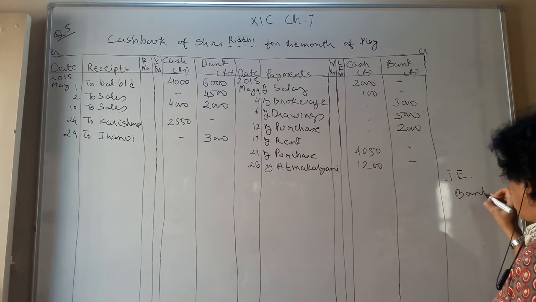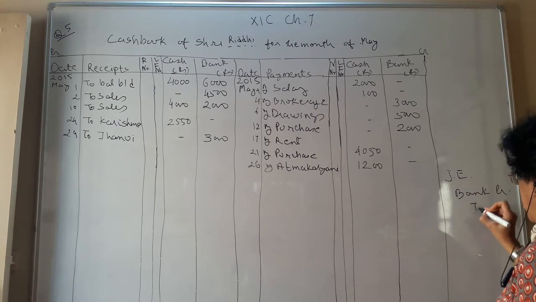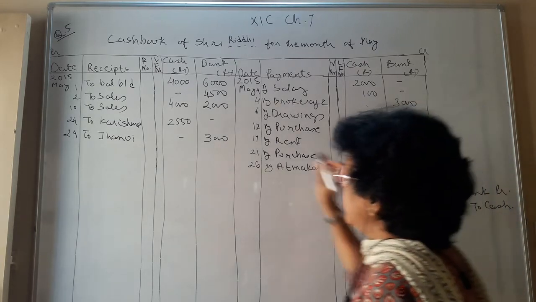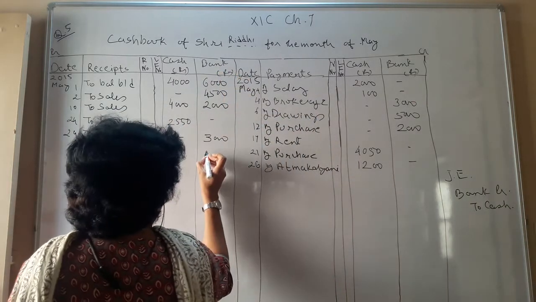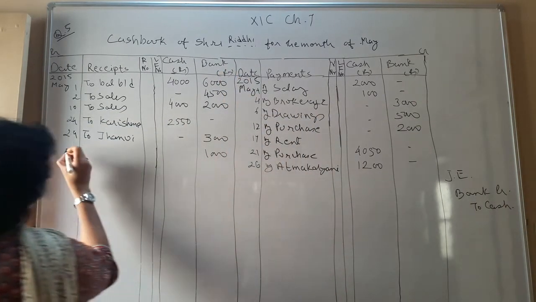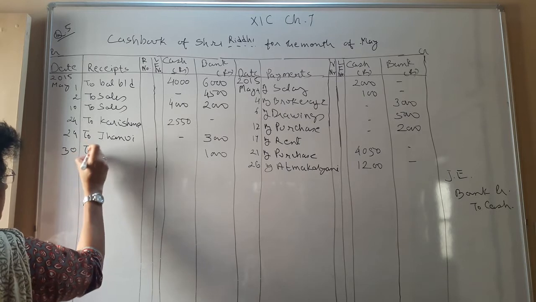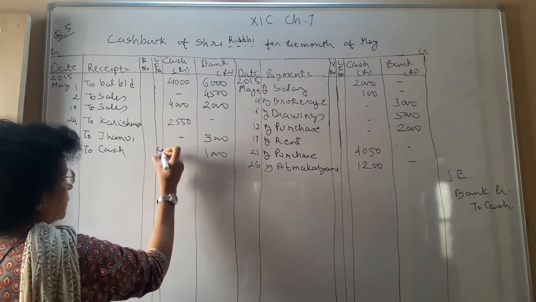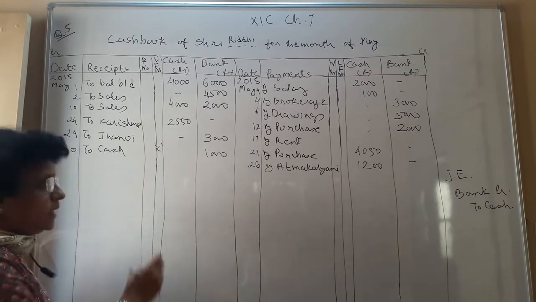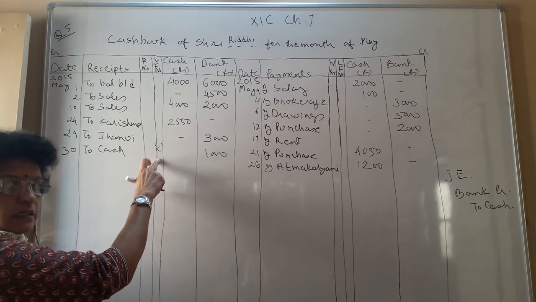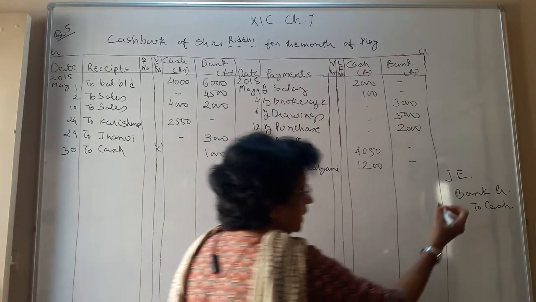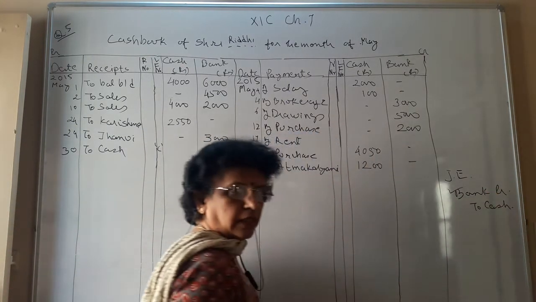Bank debit to cash. So here what you have to do? Go to the debit side of the bank column, that is 1000. On the 30th, the opposite account is to cash. And in the LF column, because it is a different entry, you have to mention a C, that is an indication of a contra entry. So you have recorded the bank account debit side.